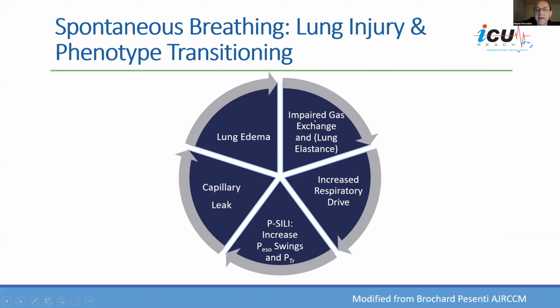So we have impaired gas exchange, and later on increased lung elastance, decreased compliance. It will lead to increased respiratory drive that will lead to self-inflicted lung injury. It will cause more capillary leak. It will cause more lung edema, and then increased lung elastance and impaired gas exchange again. So it is a vicious cycle.